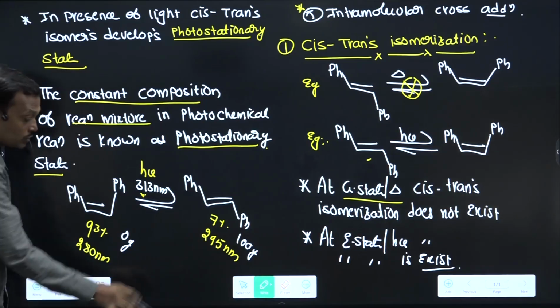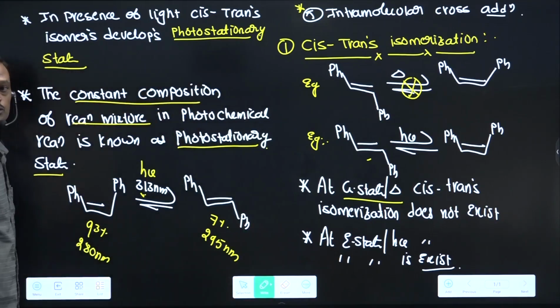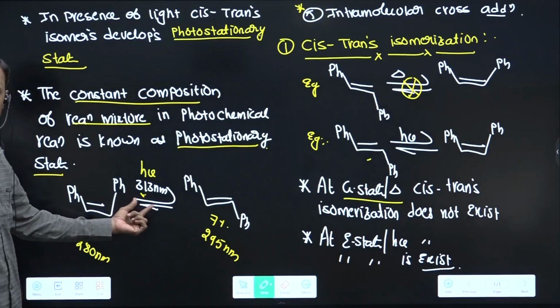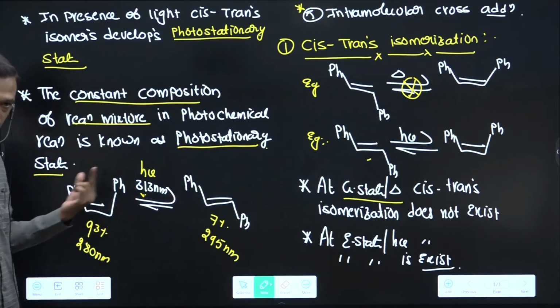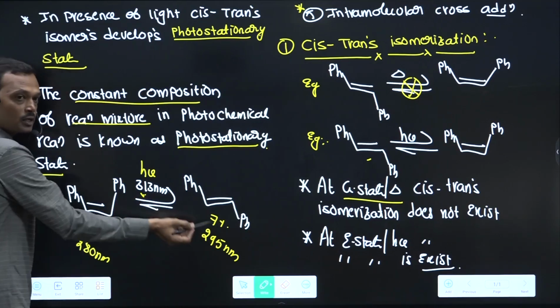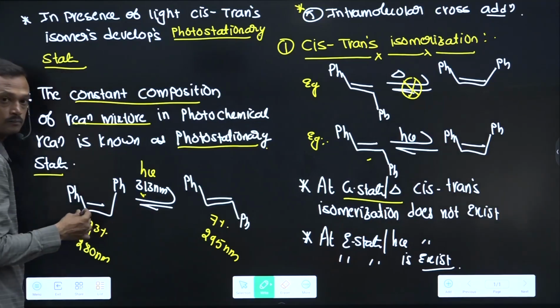Clear? So that is called constant composition. That's why this question is most important. Generally, whichever wavelength is given, that wavelength is closer to one stereoisomer, and only that isomer starts converting to the opposite isomer. That population decreases. So the percentage of these two isomers depends on which one?